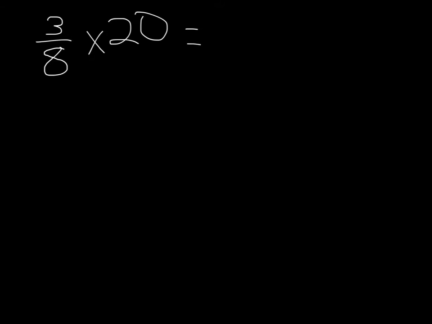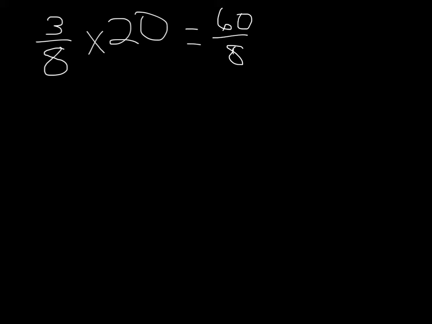So we have this problem 3/8 of 20, or as we've written it 3/8 times 20. And the way we've been working is we've just been multiplying the numerator times the whole number. 3 times 20 is 60, and it goes over 8. And we have 60 over 8. Now 60 over 8 is an unsimplified fraction.